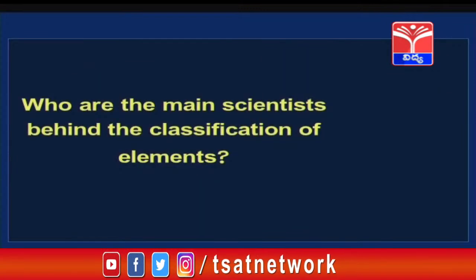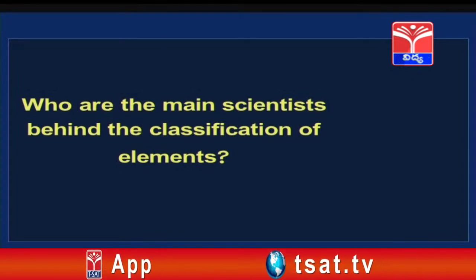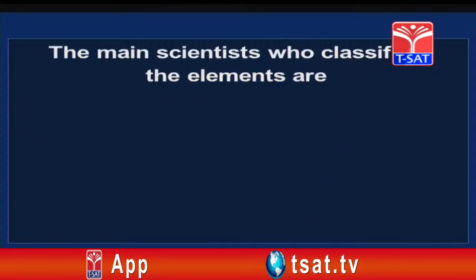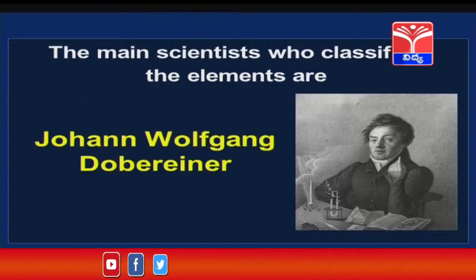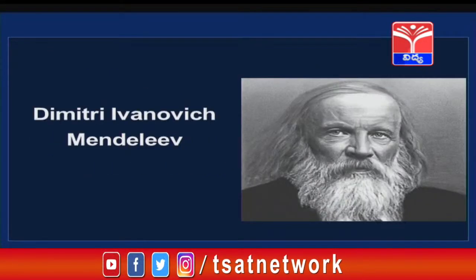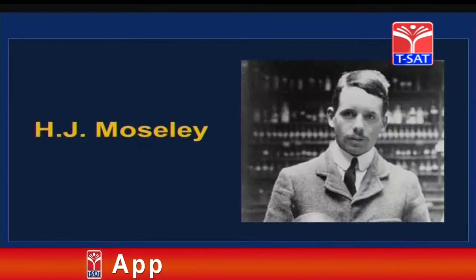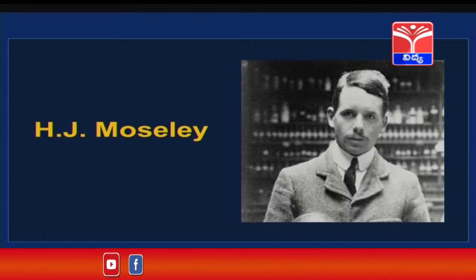Now, who are the main scientists behind the classification of elements? Let us recall their names. The main scientists who classified the elements are Johann Wolfgang Dobereiner, John Newlands, Dmitri Ivanovich Mendeleev, and H.J. Moseley. These are the 4 scientists who are behind the evolution of the modern periodic table.